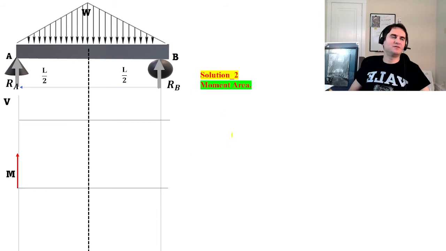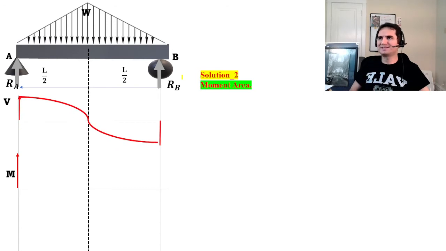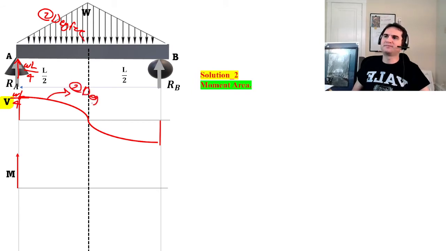So that says if you want to ignore the tedious integration process, you can solve the problem with the moment area theorem as well. How that goes, it just says if I want to draw shear, my shear just comes up by the amount of RA, which is WL over 4. It's just linear, so that's first degree. My shear is second degree, 1 degree higher, because that's the integration of W.